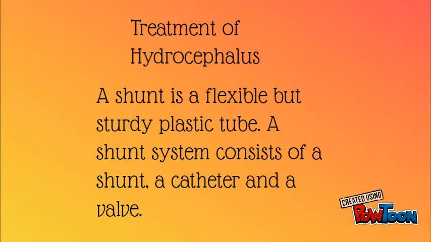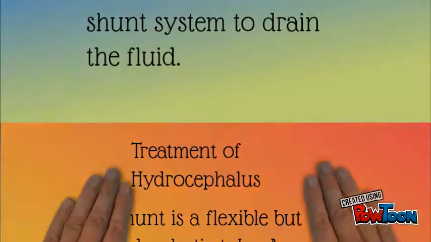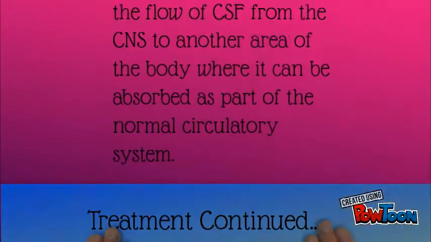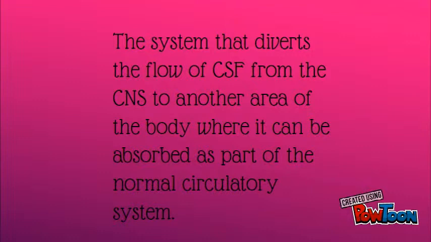Treatment of hydrocephalus. A shunt is a flexible but sturdy plastic tube. A shunt system consists of a shunt, a catheter, and a valve. Treatment continued: hydrocephalus is often treated by surgically inserting a shunt system to drain the fluid. The system diverts the flow of CSF from the CNS to another area of the body where it can be absorbed as part of the normal circulatory system.